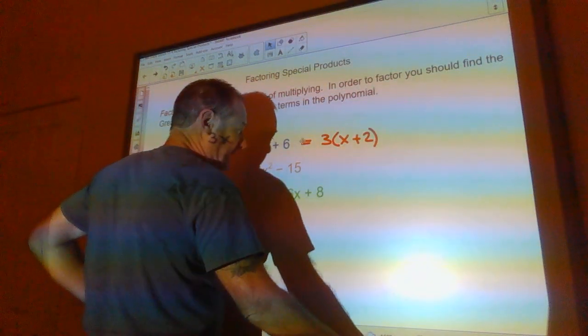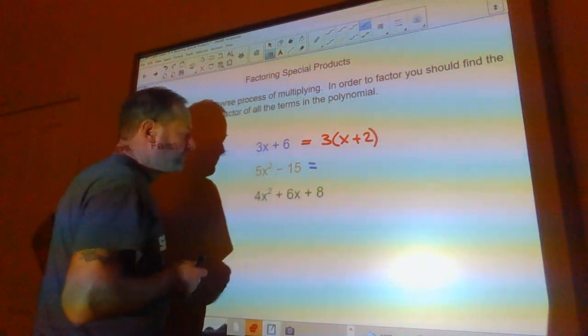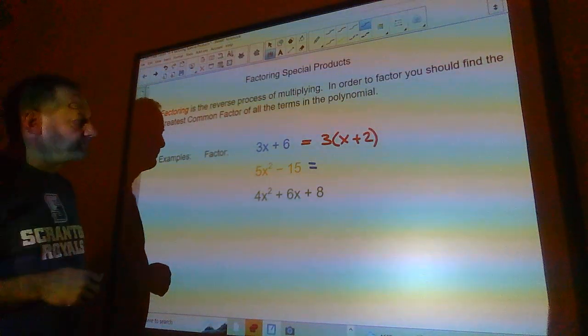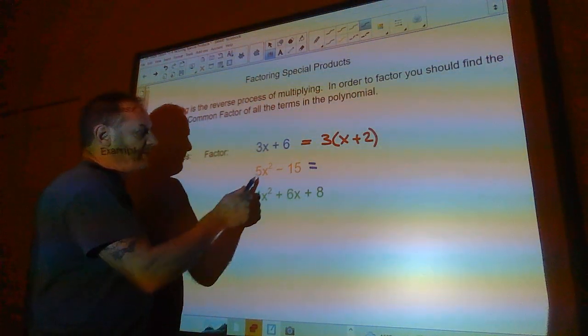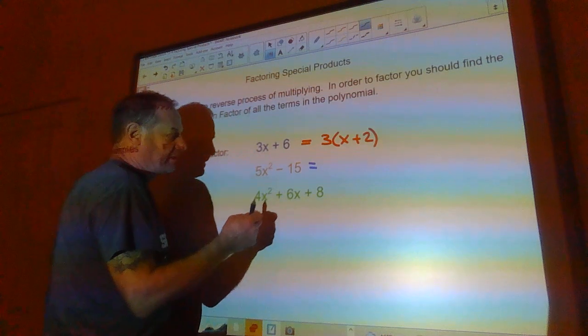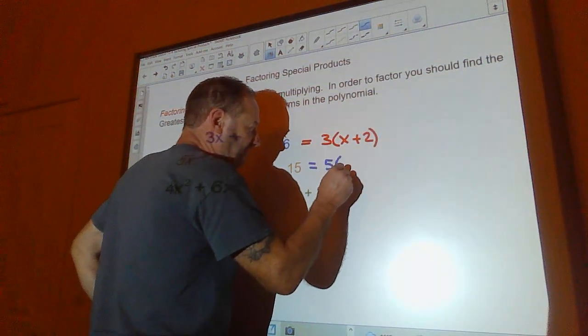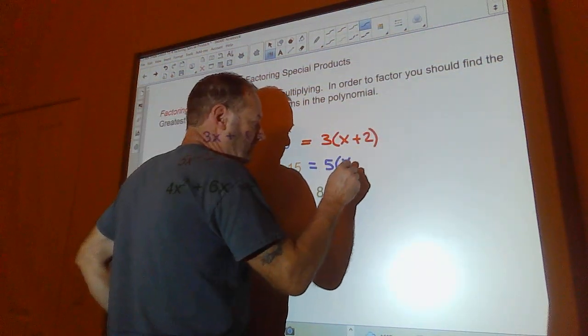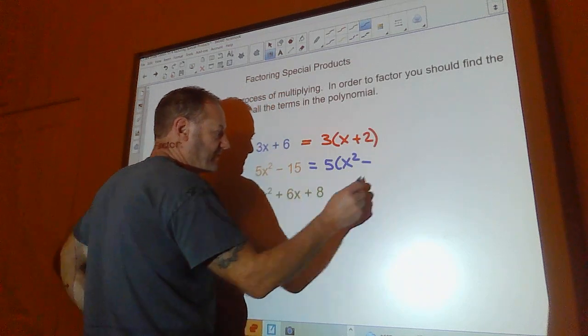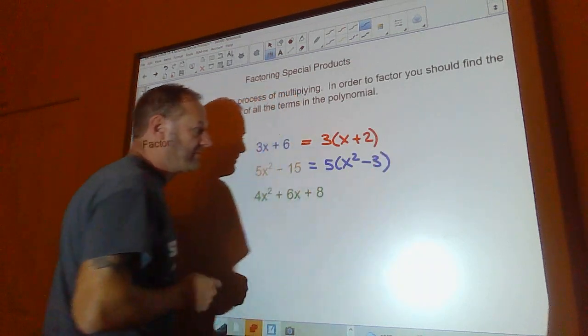Okay, so next. This one here. Okay, I've got a 5 here, and there's 5s in here, so I can factor out a 5. That leaves me with an x squared minus 3, because 3 times 5 is 15.